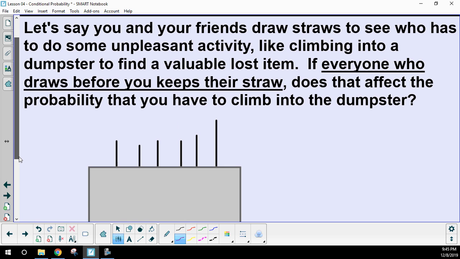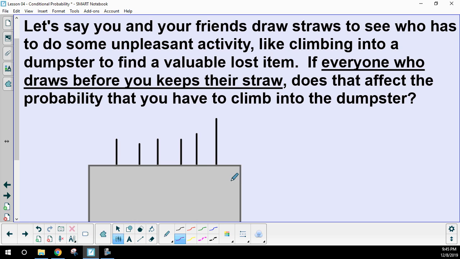I don't know if any of you played this game before about drawing straws, but if you pull the short straw, you probably have to do something unpleasant, like climbing into a dumpster. Okay, so your friends will get together. It doesn't have to be straws, it could be sticks, or toothpicks really. It's just something you can hold in your hand and draw. Something you've seen in movies too.